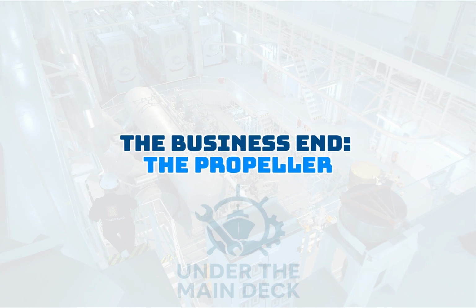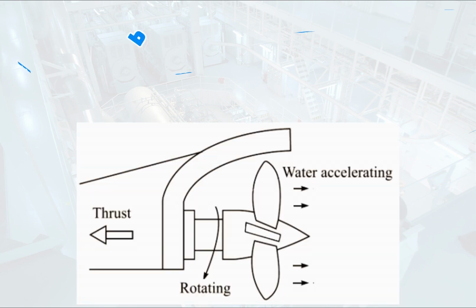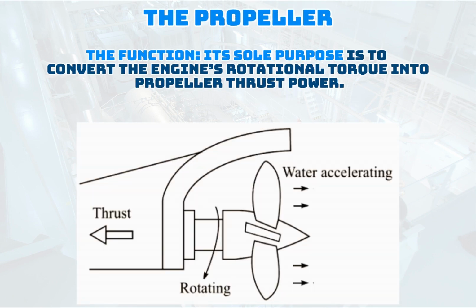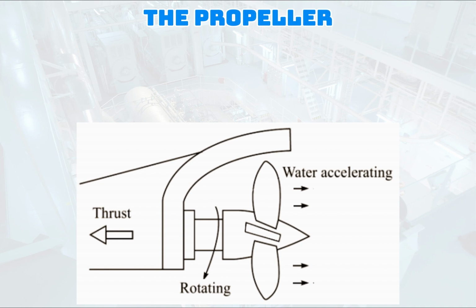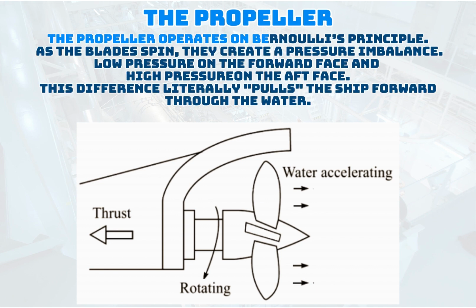The business end, the propeller. The function: its sole purpose is to convert the engine's rotational torque into propeller thrust power. The propeller operates on Bernoulli's principle. As the blades spin, they create a pressure imbalance. Low pressure on the forward face and high pressure on the aft face. This difference literally pulls the ship forward through the water.